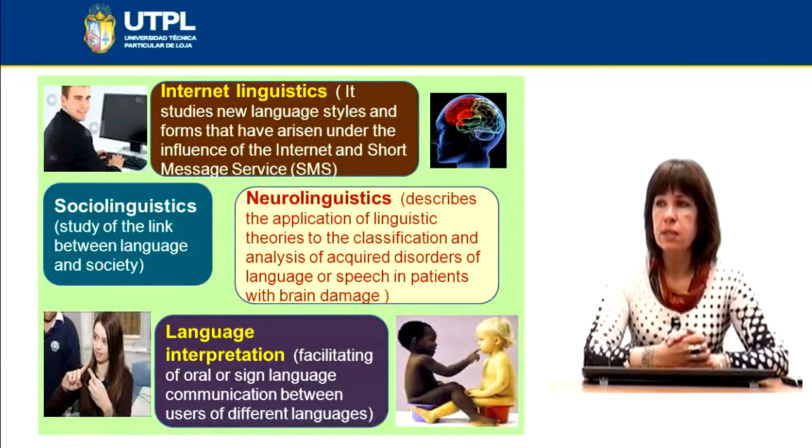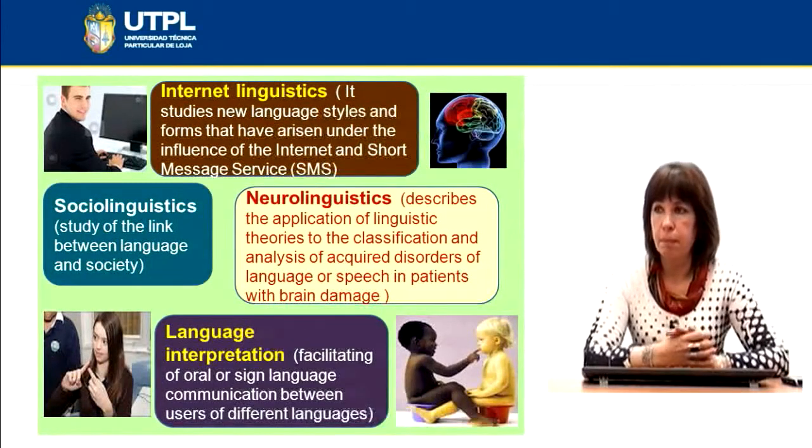Well, and next is language interpretation. This is useful for deaf and dumb people, and it facilitates oral or sign language communication between users of different languages and people who simply cannot use voice but just symbols. So how the symbols can be interpreted by speakers of different native languages.